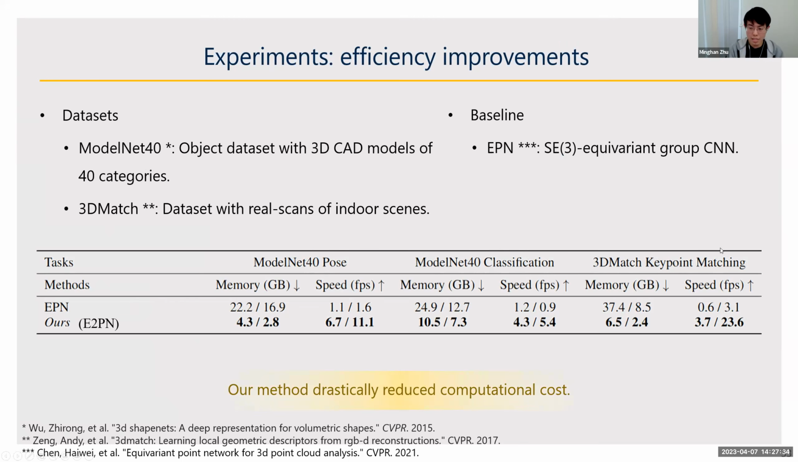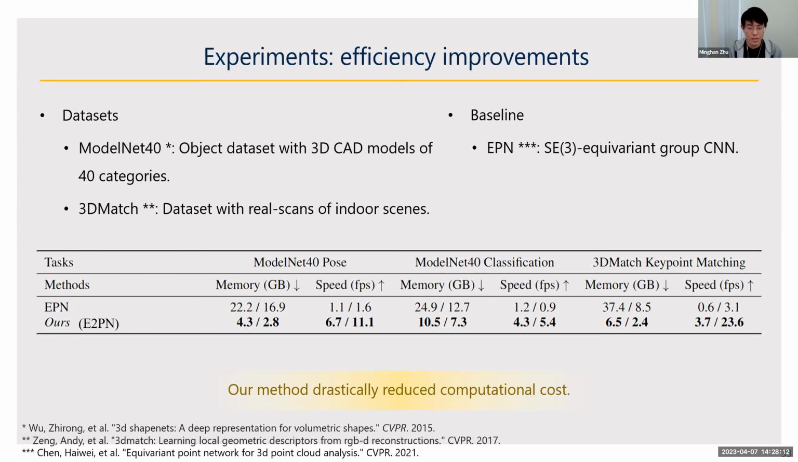in the indoor scenario. We compare with a baseline that is an SE3 equivariant group CNN applied on point clouds. By applying this quotient convolution strategy, we can bring down the memory consumption to just a fraction of it, while bringing up the speed in both training and inference to multiple times. Here, the slash is training versus testing. So you can see that in both training and testing, such a strategy can bring huge computational benefits.